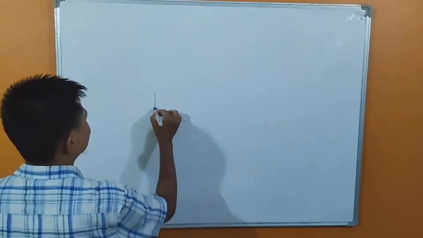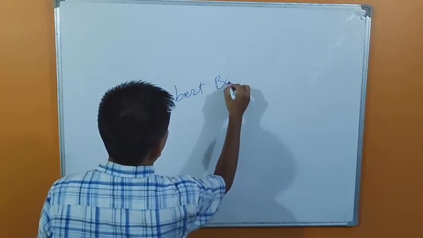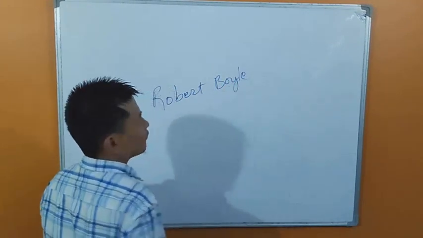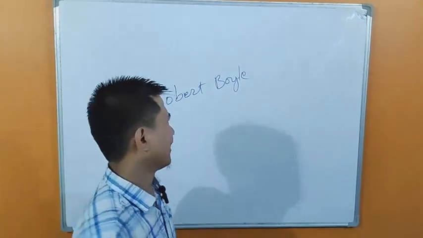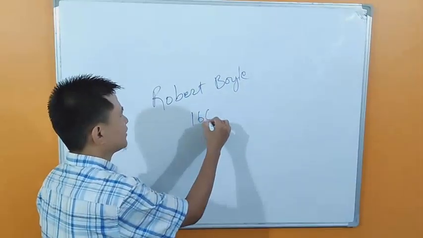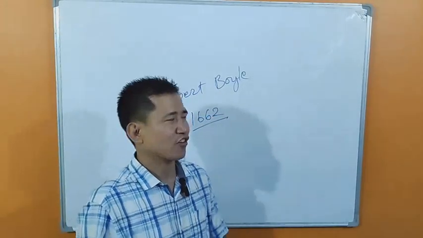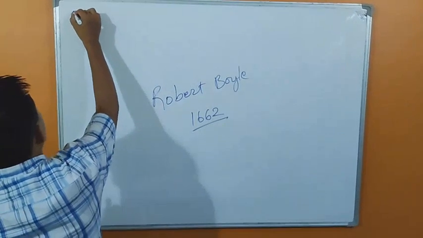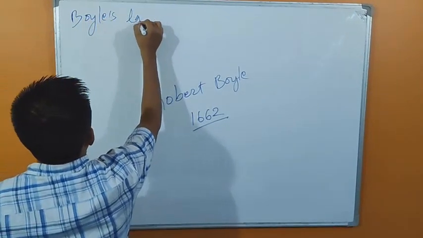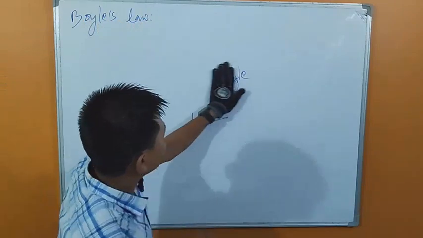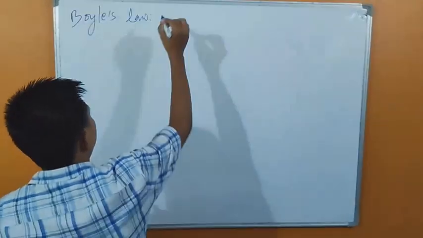Today we will discuss Boyle's Law, named after a very famous scientist, Robert Boyle. Robert Boyle found out the relation between the pressure and volume of gas in the year 1662 and thus established his famous gas law, and that law is called Boyle's Law. Let me quickly write the statement of the law and proceed further.